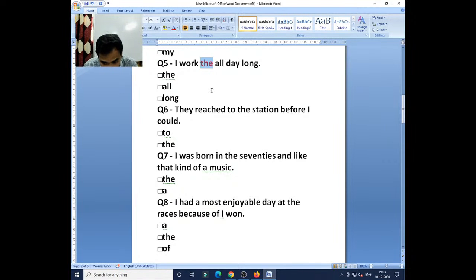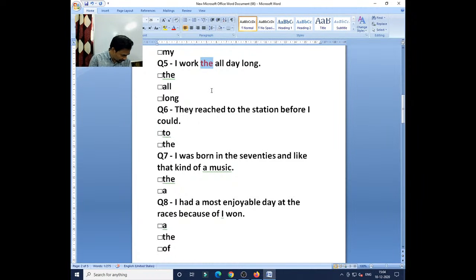Question number 6. They reached to the station before I could. Where is the mistake? Which word should we remove so that we can make it grammatically correct? Which word? They reached to the station. The options given are "to" and "the".